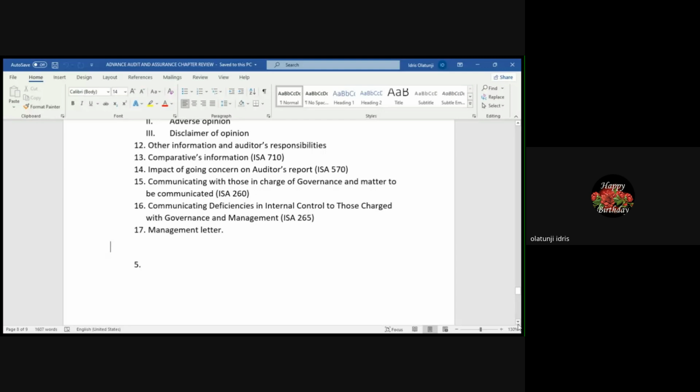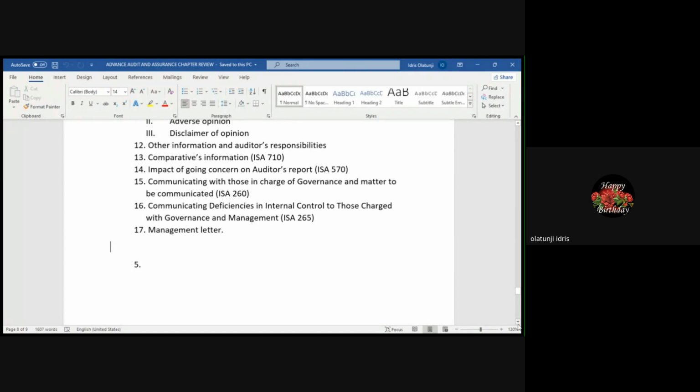Go on. Okay. I say, is there a way you could differentiate the management letter, engagement letter, and written representation, so that one will not confuse one for the other? Management letter and engagement letter and what? Written representation.